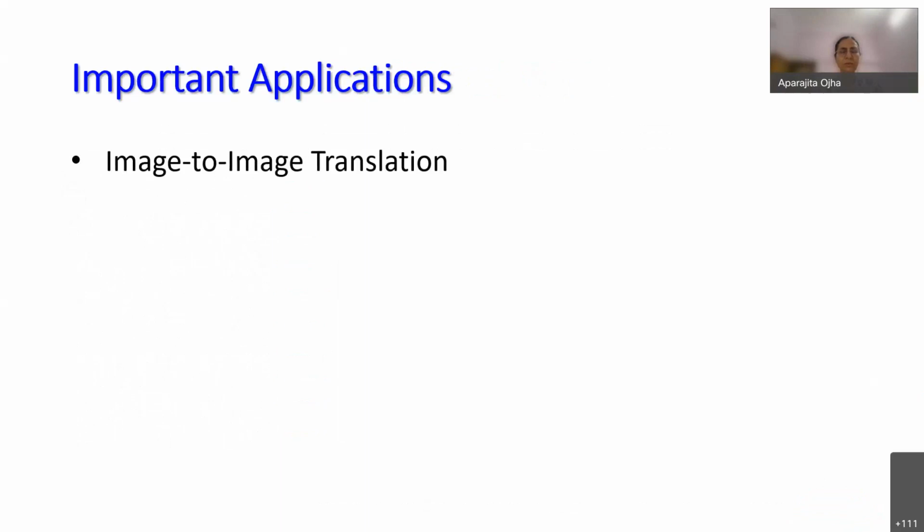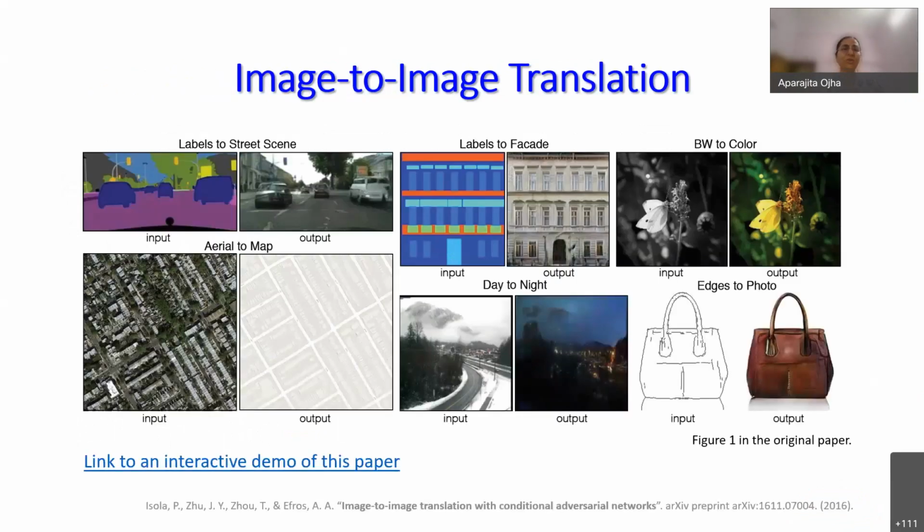Then there are many important applications of these GANs which were produced, like image to image translation, text to image synthesis, face aging. Like in image to image translation, suppose you have segmented data, like cars and the different classes of segmentation, then how do you produce this result? Input is this, you have to generate the output like this. From the labels which are given, like this is a window, this is a door, these labels are given to the facade. Day to night, black and white to color, from a very rough sketch to the real looking output.